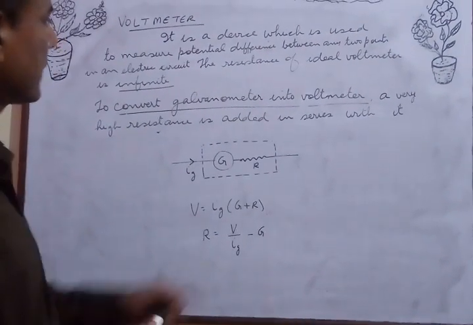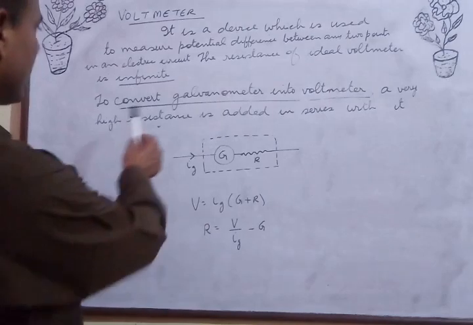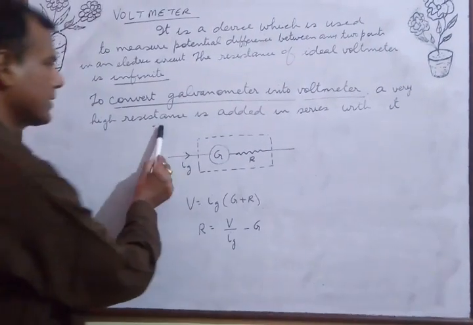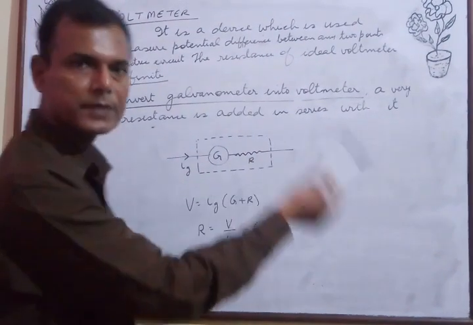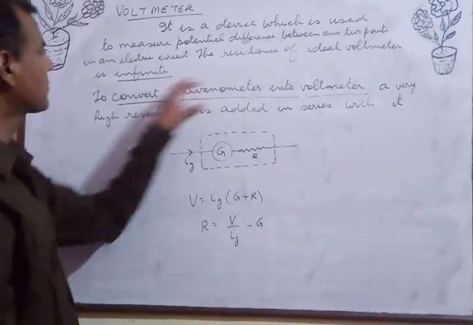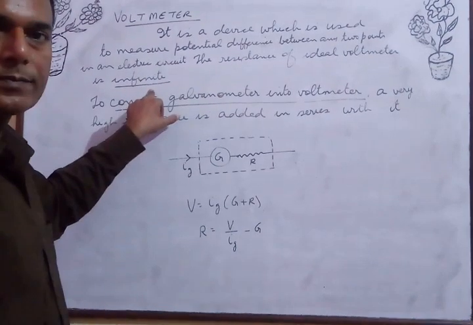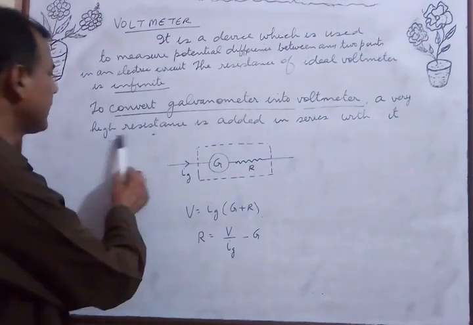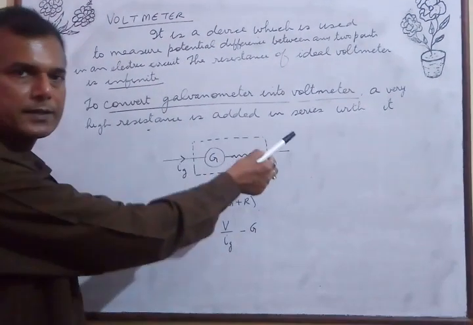Now, how to convert galvanometer into voltmeter? To convert galvanometer into voltmeter, a very high resistance is added in series with it. Because resistance of ideal voltmeter is infinite, so we have to increase the resistance. So what we do? We add a very high resistance in series with it.